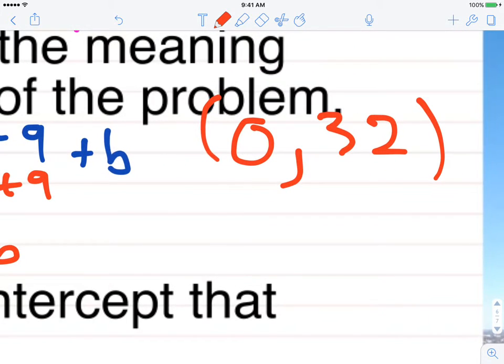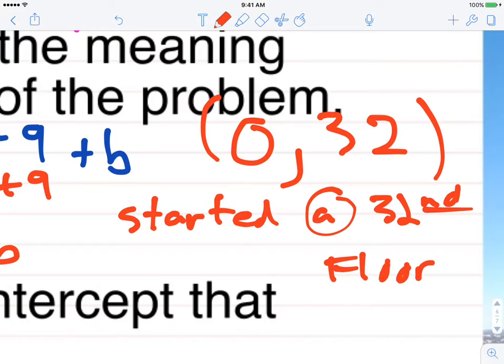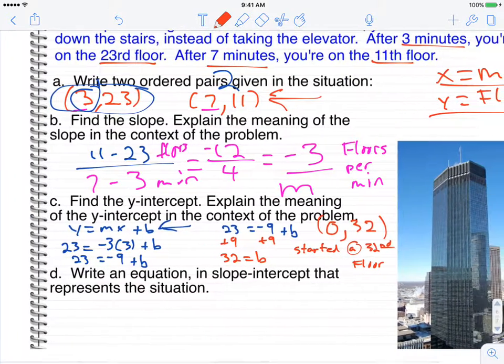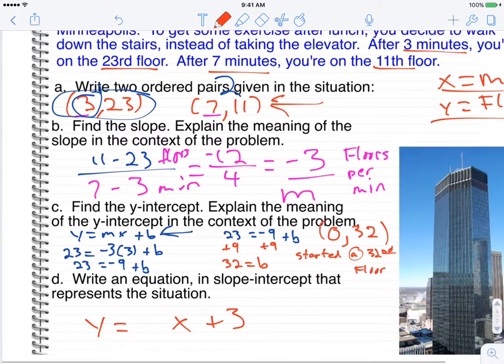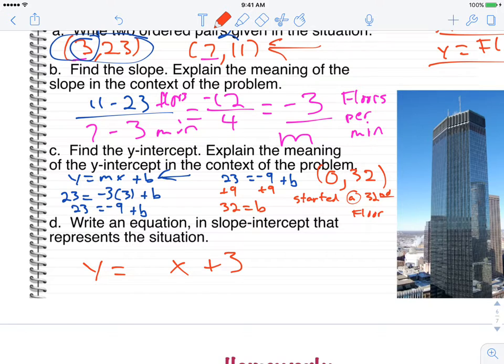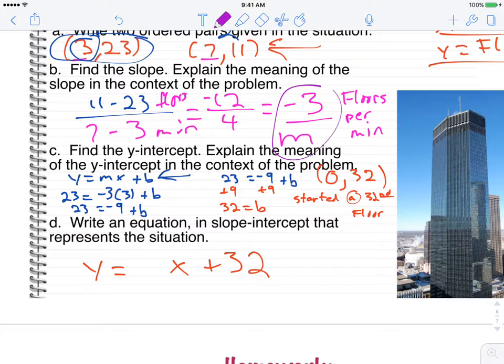So this is just saying that I started at the 32nd floor. So writing this equation, I need my y and I need my x. Both of those are very important things to make a line. I'm going to start at the 32nd floor here, because that is my b value, and then I'm going to take my negative 3 slope and plug that in, and this is my solution.